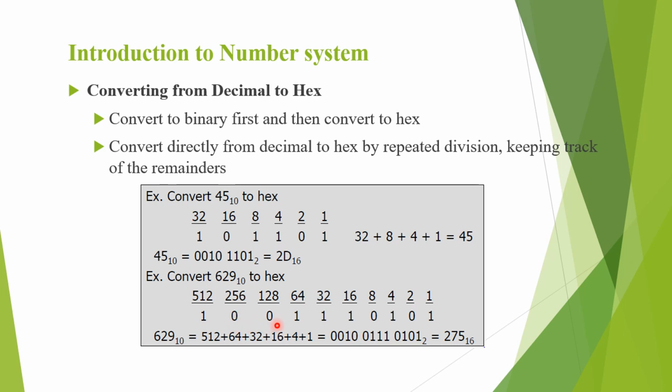not needed, 2 to the power 7 is not needed, 2 to the power 6, 64 we require, 2 to the power 5, 32 we require, 2 to the power 4, 16 we require, 2 to the power 3 is not needed, 2 to the power 2, 4 is needed, 2 to the power 1 is not needed. So now we can write this binary representation.